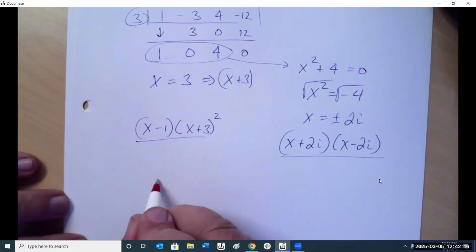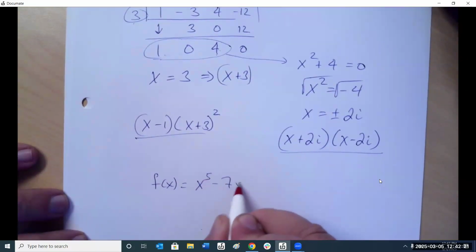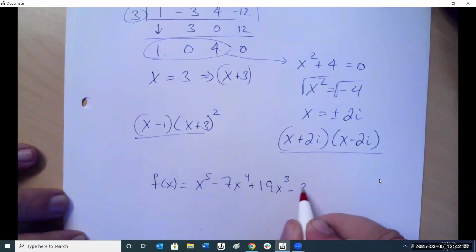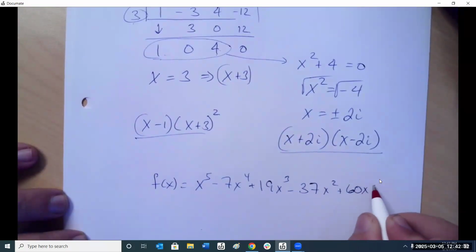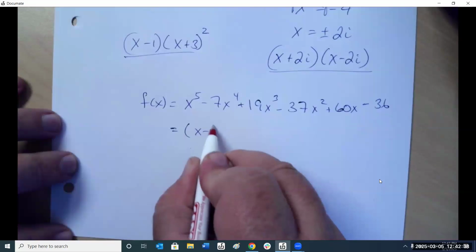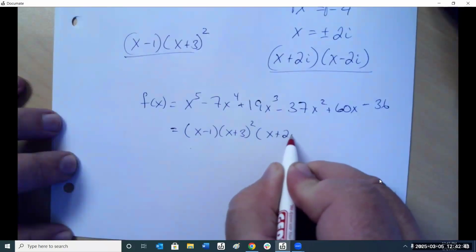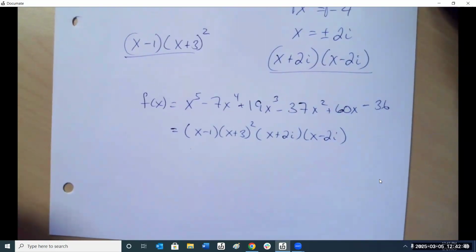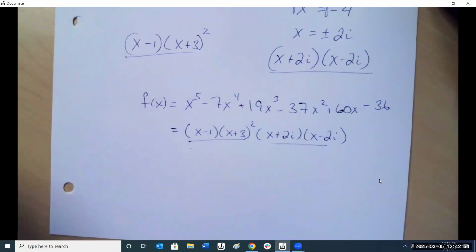So my polynomial f of x, x to the 5th minus 7x to the 4th plus 19x cubed, 37x squared, plus 60x minus 36, factors out to be x minus 1, x plus 3 squared, x plus 2i, x minus 2i. And there we have 3 real solutions, 2 imaginary. There's my 5 solutions.